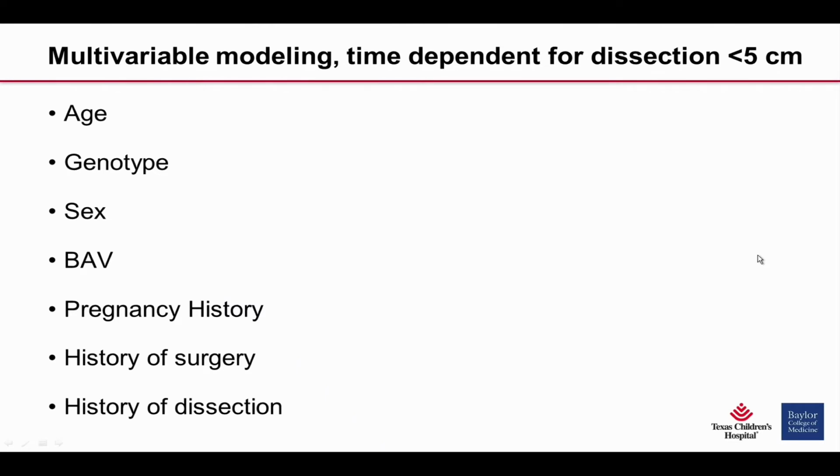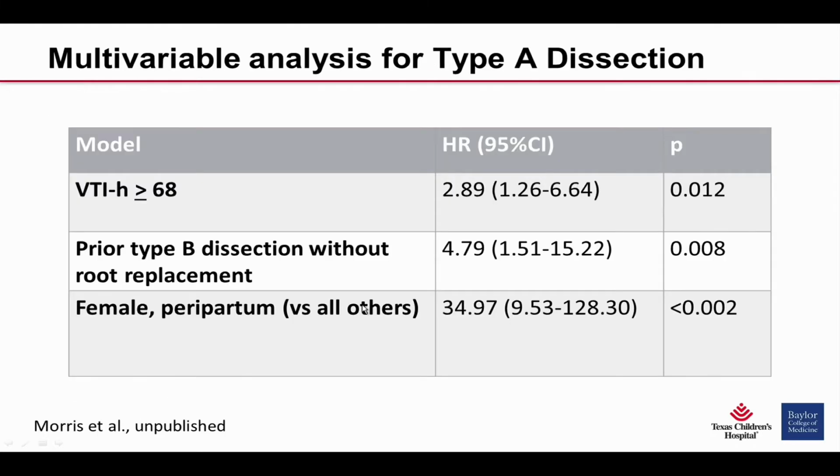So we then wanted to create a multivariable model, using all these time-dependent covariates: age as it's changing, genotype, sex, BAV, pregnancy history, so you could make them pregnant in the model for a while, then not pregnant, history of surgery, history of dissection. All these could change. So we looked at their childhood when these weren't present, their adulthood when they were, and we did this multivariable analysis. We had about 30 risk factors and came down to 3.